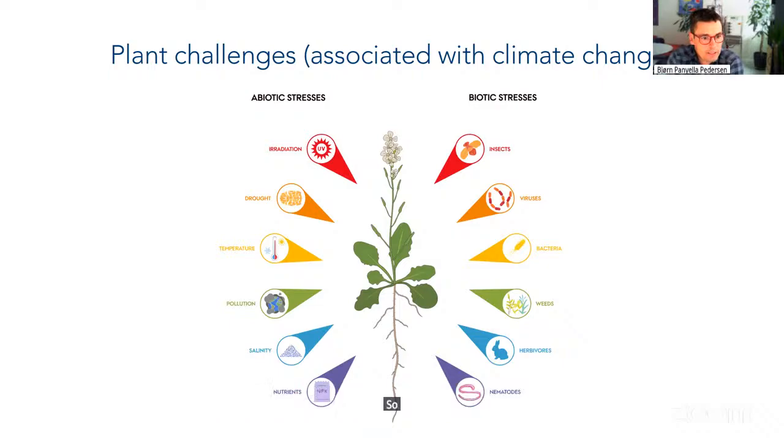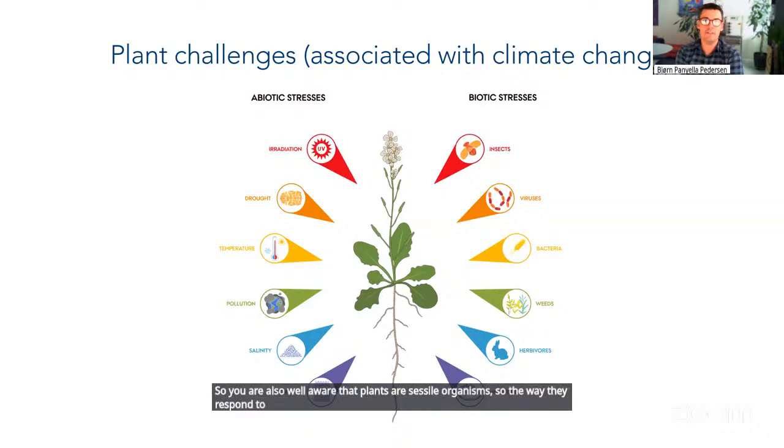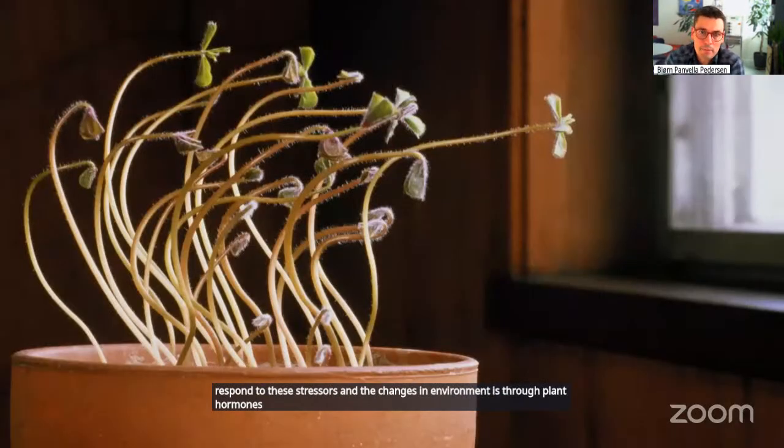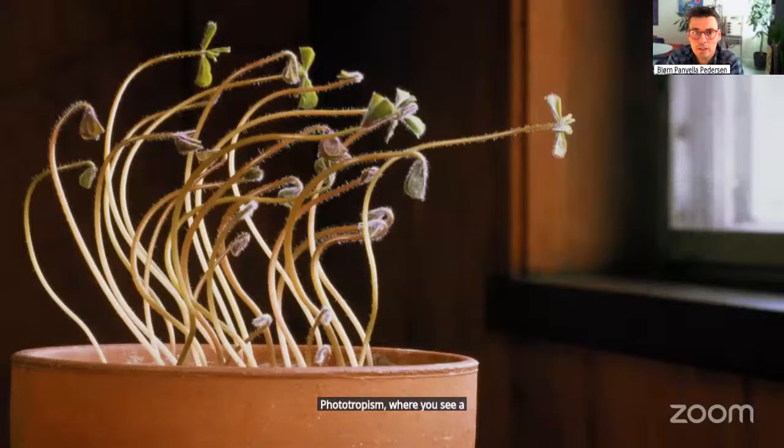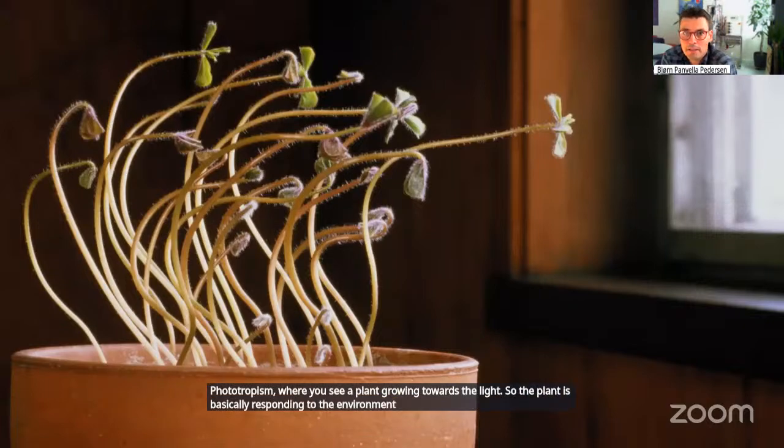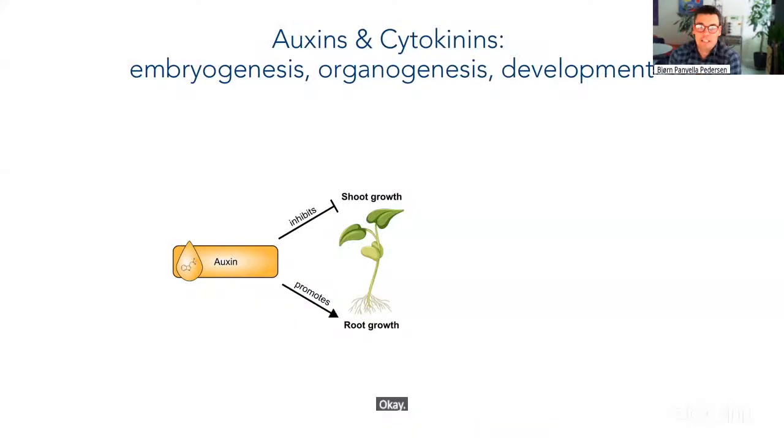So you are also well aware that plants are sessile organisms. So the way they respond to these stressors and the changes in environment is through plant hormones. One classical example is auxin, which is what I'll talk about today, and the tropisms, a very beautiful example here of phototropism, where you see a plant growing towards the light. So the plant is basically responding to the environment, and it's doing so by the use of hormones, in this case, auxin.